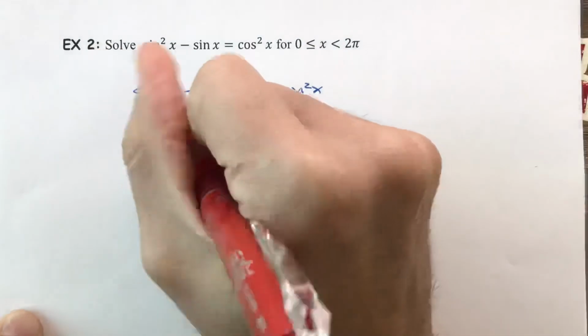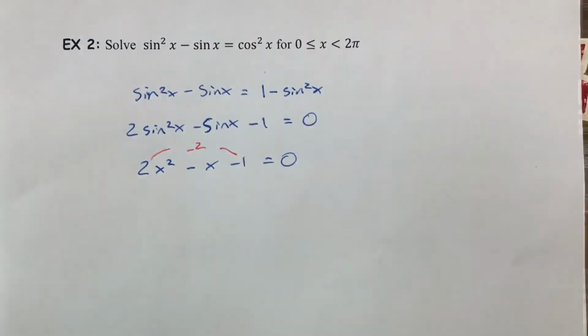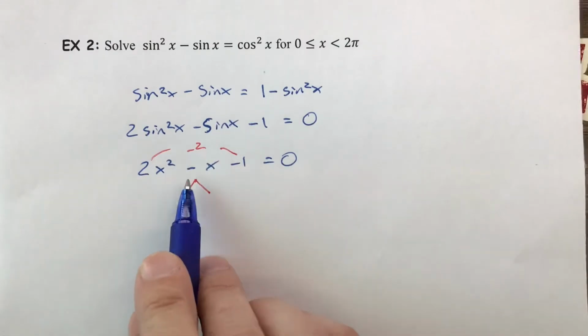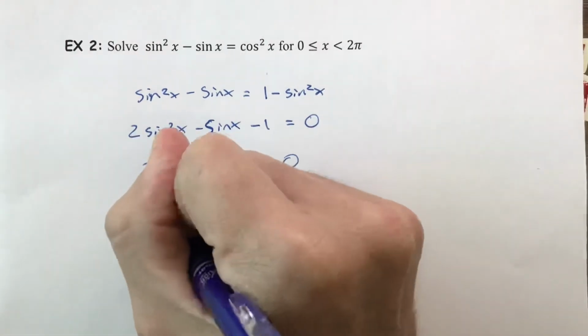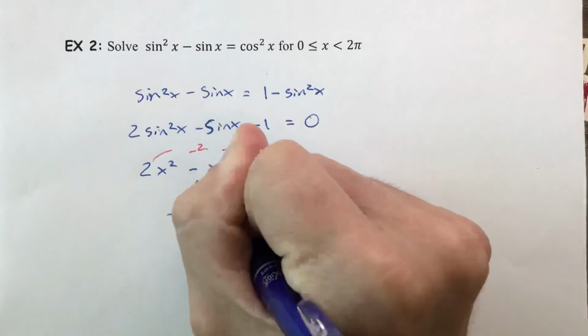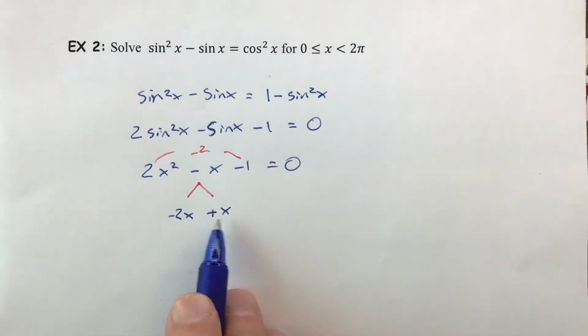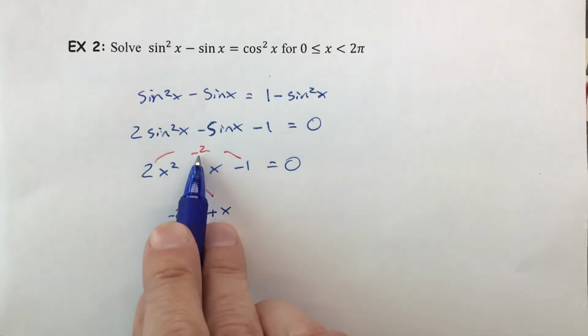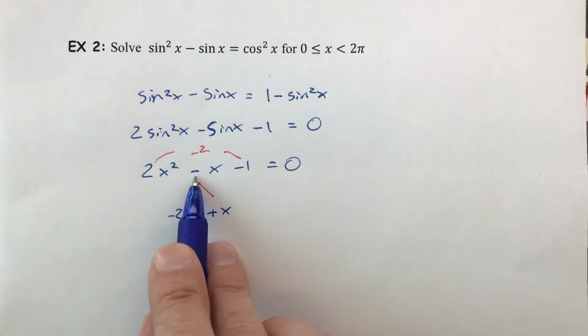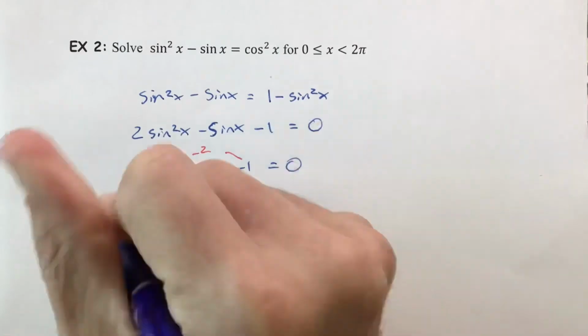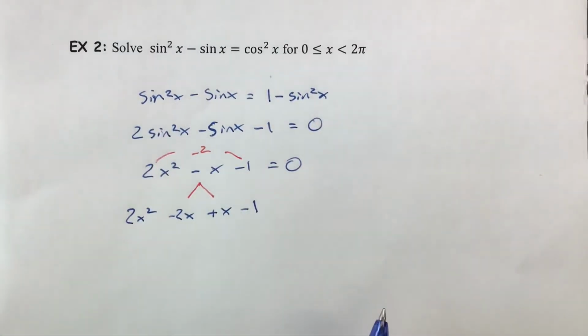2 times negative 1 is negative 2. All right, think of 2 things that multiply to give you negative 2 and add to give you negative 1. That would be negative 2 and a positive 1. So I'm going to call that negative 2x and positive x. All right, negative 2 and 1 multiply to give you negative 2. They also group together to give you negative 1. All right, everything else I'm going to drop down around it.